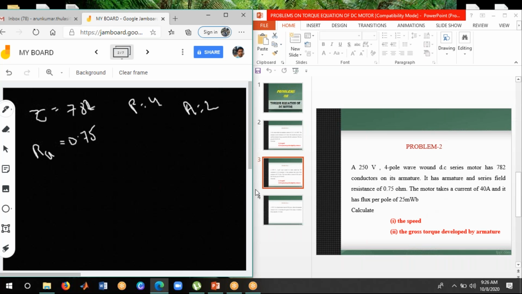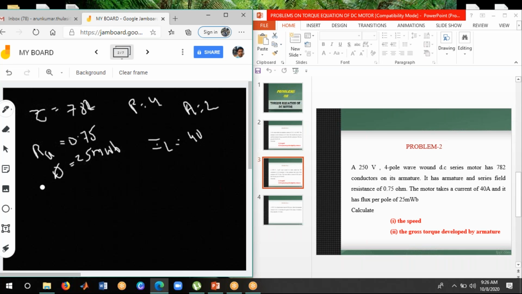Next, the motor takes a current of 40 amperes. That is the input current. We can write IL is equal to 40 amperes and flux is 25 milliweber. So these are the given parameters.